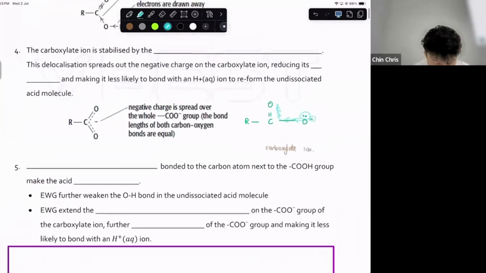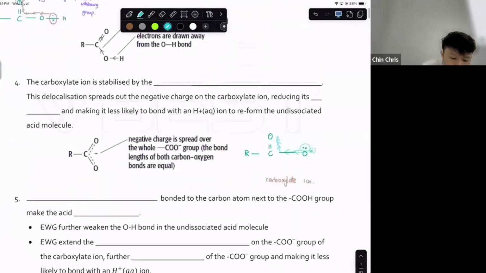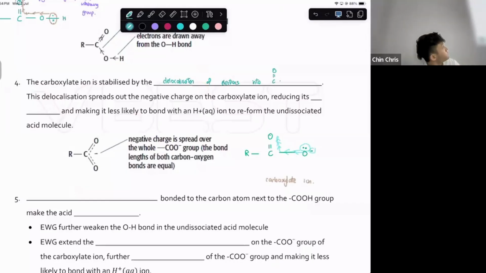They just draw it towards themselves. So, guys, the carboxylate ion is stabilized by the delocalization of electrons into the C double bond O. Highlight the word: carboxylate ion is stabilized by the delocalization of electrons.